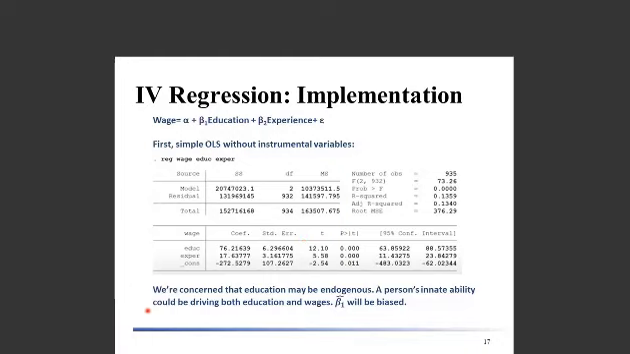However, we're concerned that education may be endogenous, and a person's innate ability could be driving both their education and their wages. I should say that education here is measured in years of education, and this is the hourly wage. And so we're concerned that education is endogenous, and so beta 1 hat will be biased.